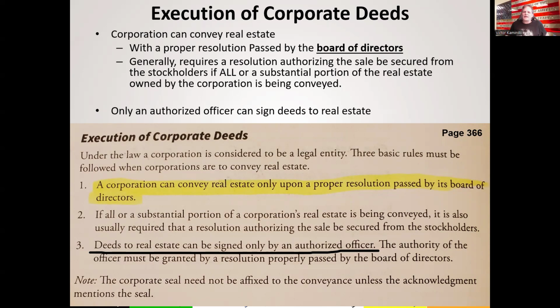So the only time you have to get authorization from the shareholders is if all the property is getting sold. Otherwise, it's the board of directors that could authorize the buying or selling of a piece of real estate on behalf of the corporation. They say here a corporate seal doesn't need to be affixed to those documents unless the acknowledgement mentions that there has to be a corporate seal on there. Then that raised seal gets stamped into the document. All right, that concludes this chapter.